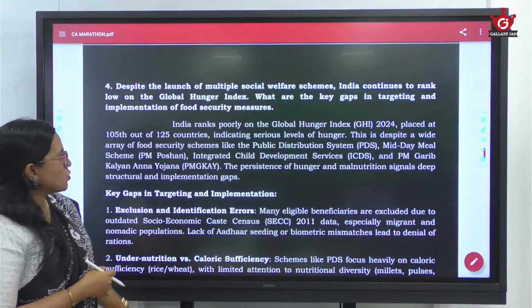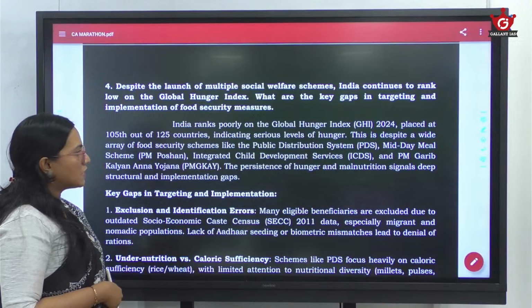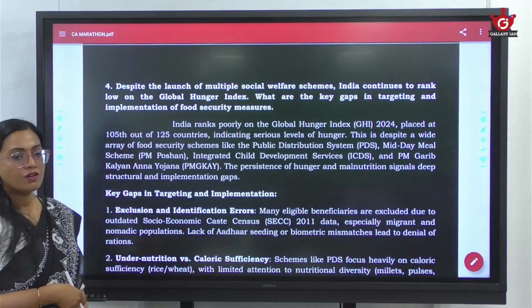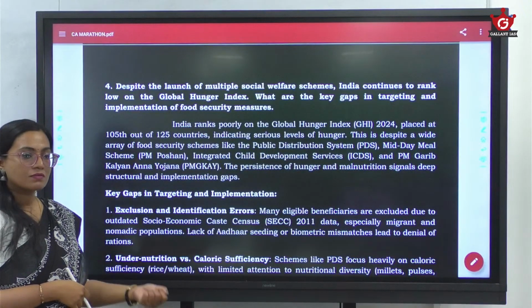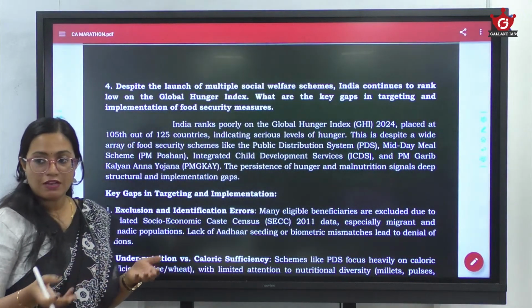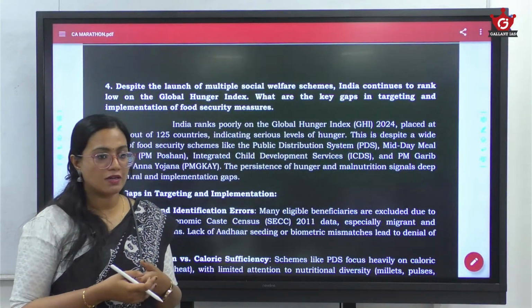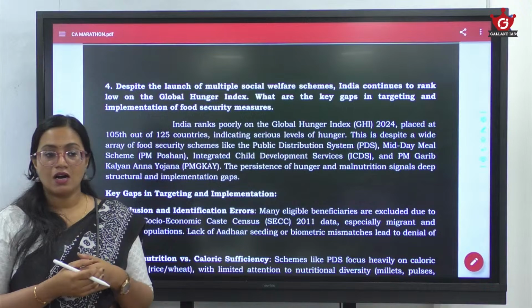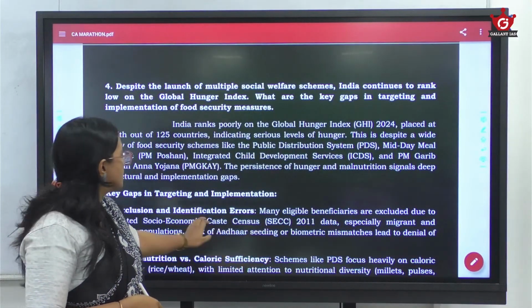Despite the launch of multiple social welfare schemes, India continues to rank low on the Global Hunger Index. What are the key gaps in targeting and implementation of food security measures? So you know that we have so many welfare schemes, but irrespective of all the welfare schemes, we are ranking very low on the Global Hunger Index. So you should know the data, like what is our recent rank in the Global Hunger Index.